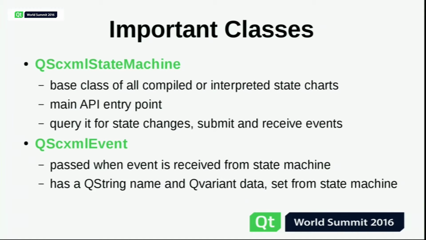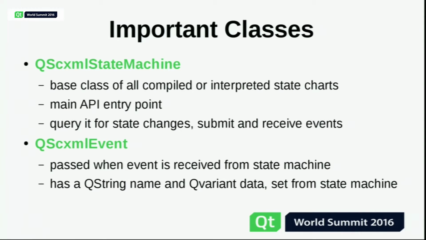So let's talk about some important classes you will want to use when working with Qt SCXML. The first one is QScxmlStateMachine. That's the main entry point to the API. It's the base class of all compiled or interpreted state machines. And you can query it for state changes and submit and receive events.